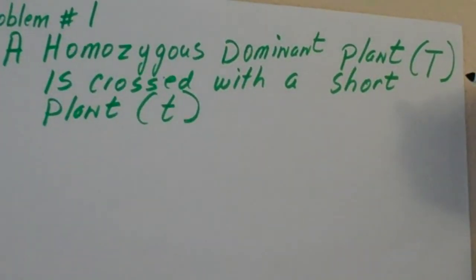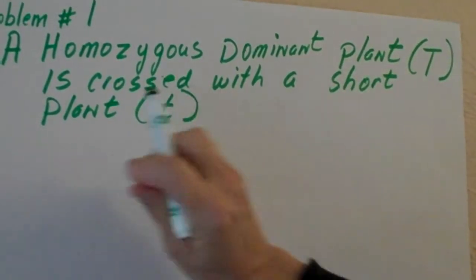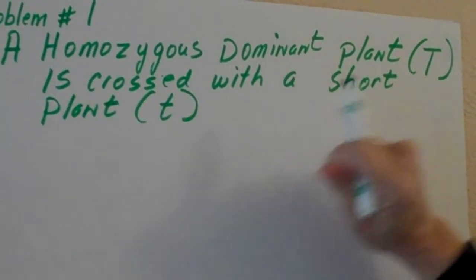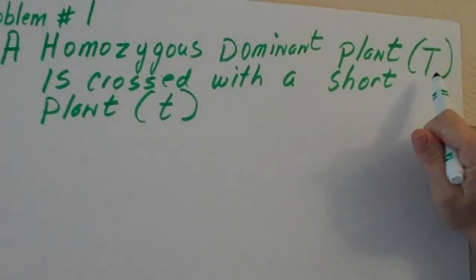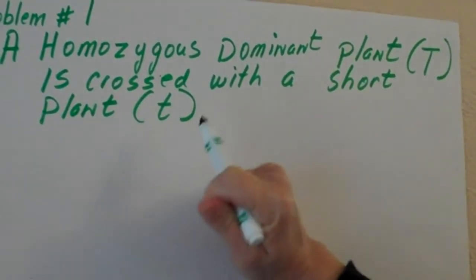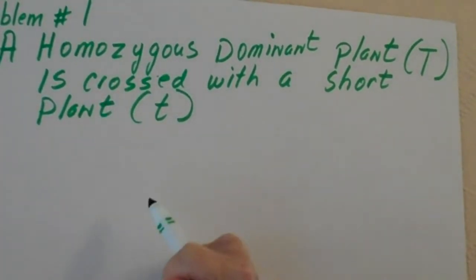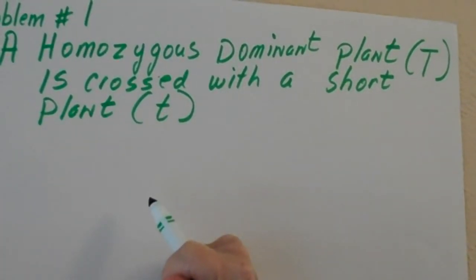To do some genetics review, we're going to look at a beginning problem. Problem number 1. A homozygous dominant plant, represented by a capital T, is crossed with a short plant, represented by the allele lowercase t. We are going to look at this plant and determine what kind of a Punnett square would be needed to show this cross.